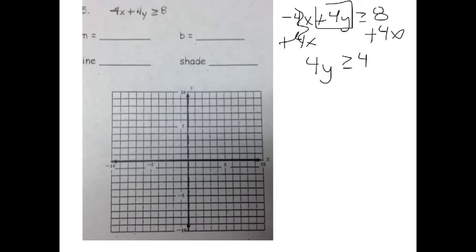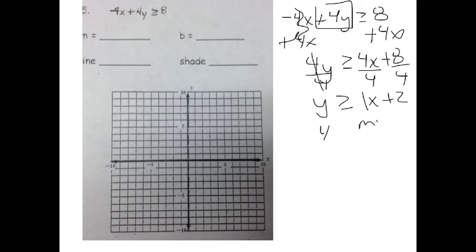This gets written in mx plus b form, 4x plus 8, divided everything by 4. Y is greater than or equal to 4 by 4 is 1x, 8 by 4 is 2. So I'll get y equals mx plus b. So m is 1, or 1 over 1, up 1, right 1. B is 2, or 0, 2.